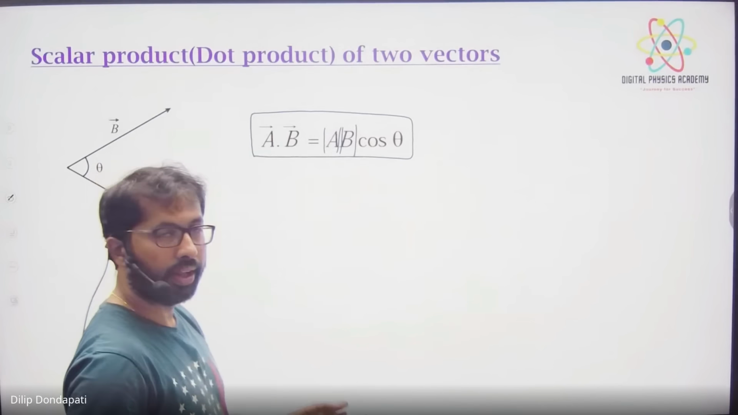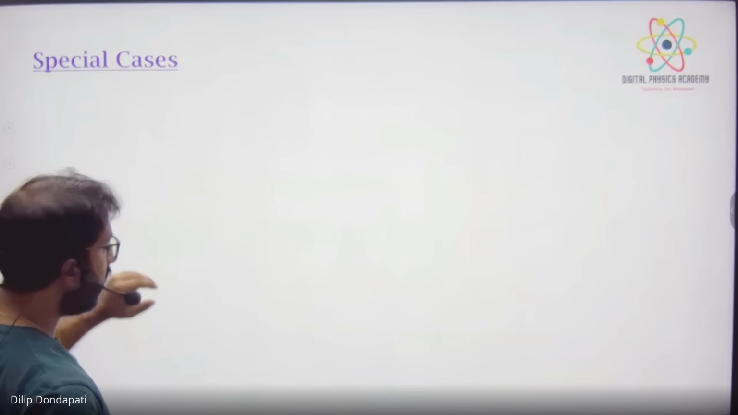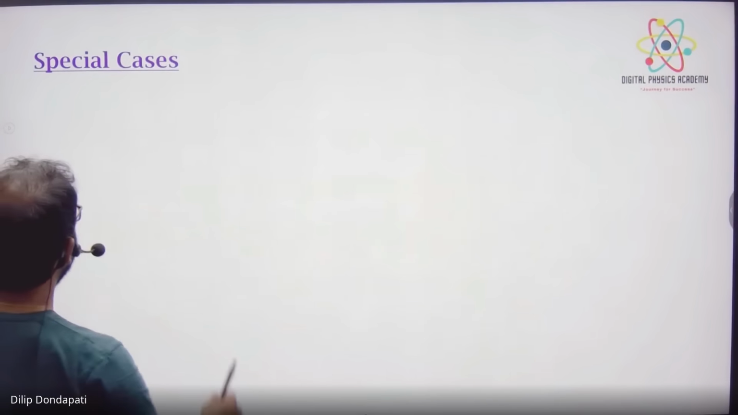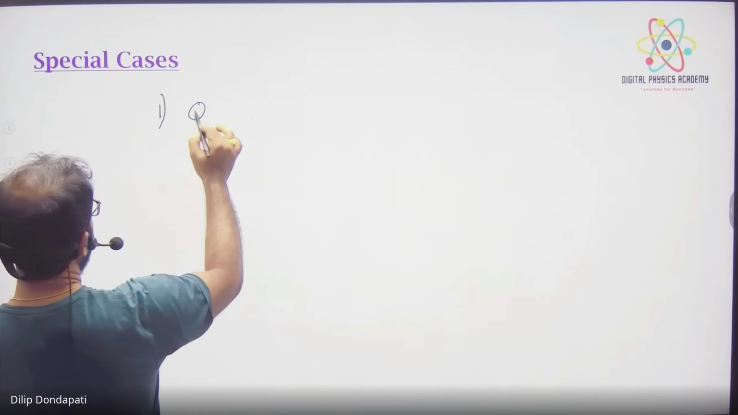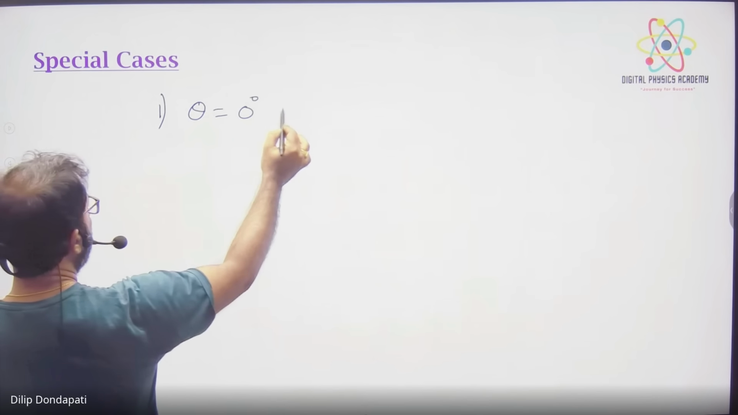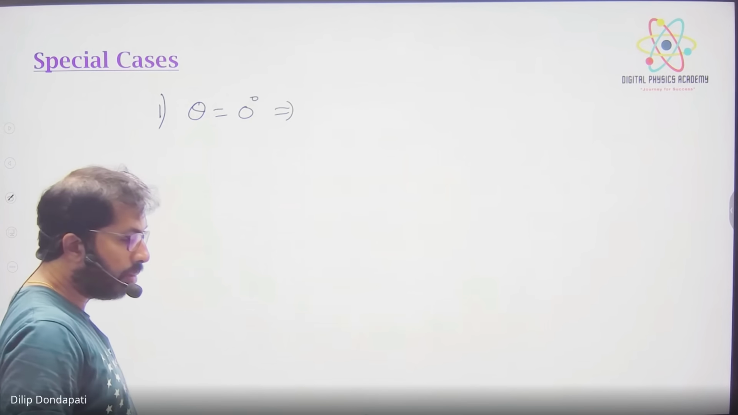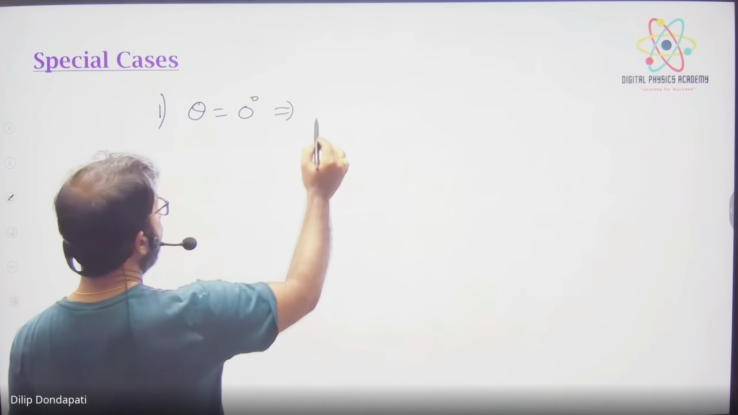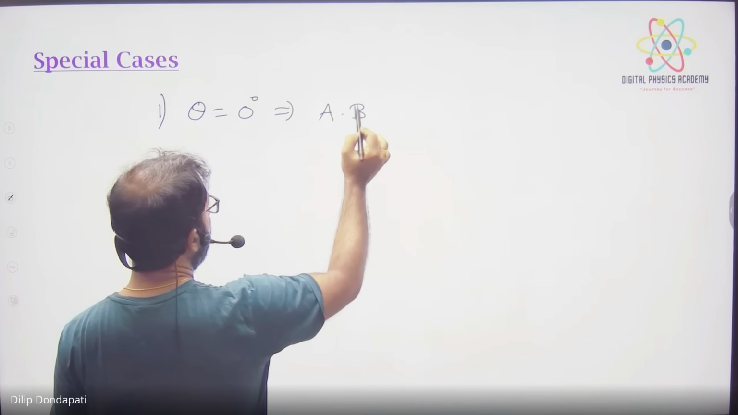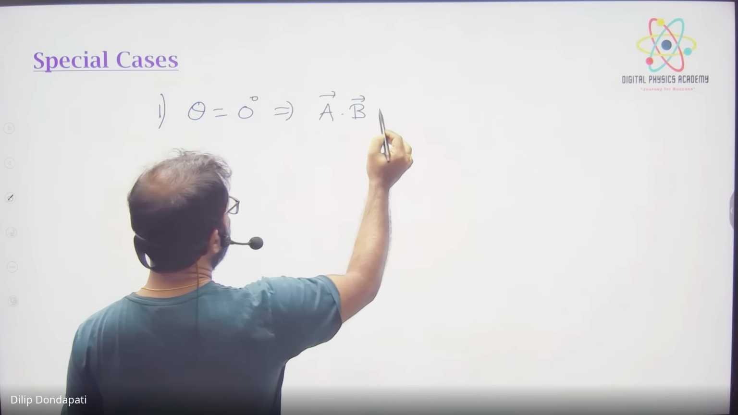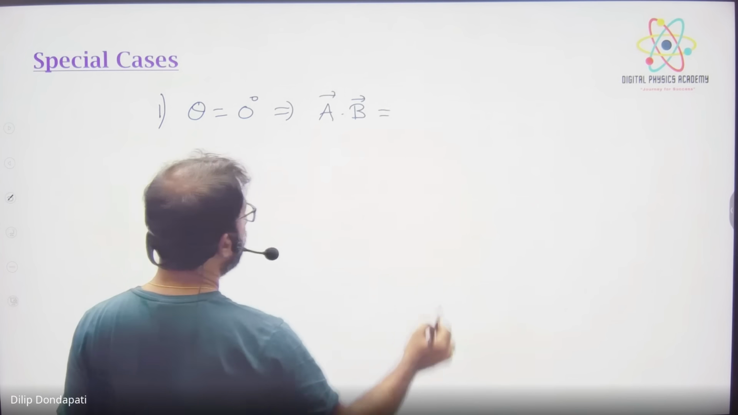Now, if you know, we have special cases. Tell me when theta is 0 degrees. Angle between them is 0 degrees. Tell me what A dot B will be? Mod A mod B cos 0. Cos 0 is how much? 1. So that is AB. And this is the maximum value.